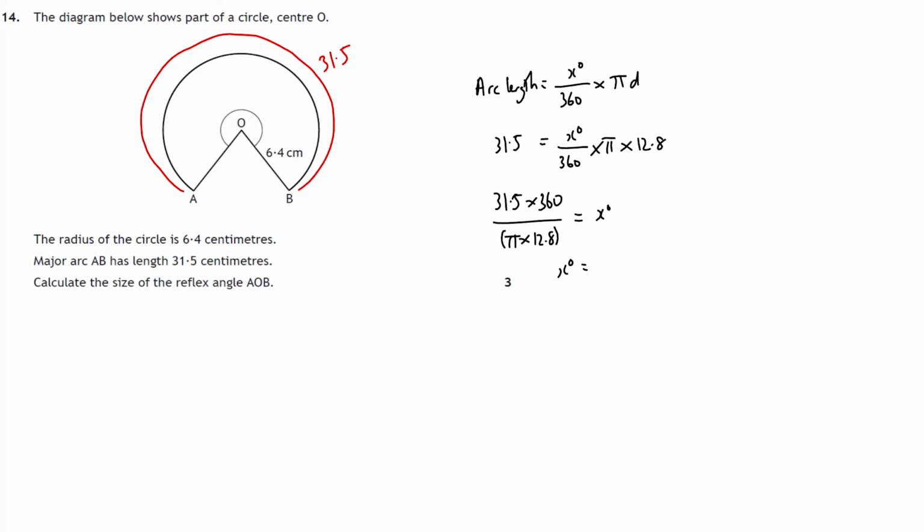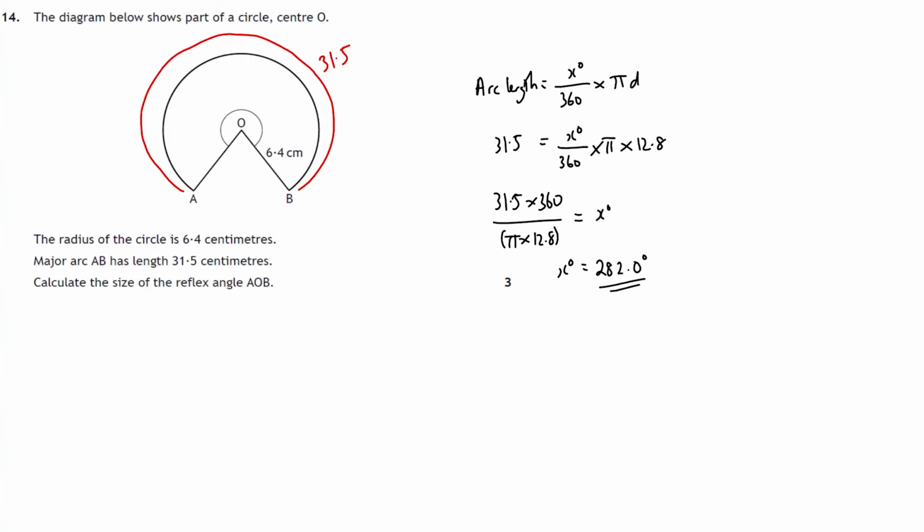So let's go for that. 31.5 times 360 divided by pi times 12.8, and that gives us 282.0. So 282.0 degrees for our final answer, and that is a reflex angle, so that looks roughly like it could be a correct answer, so that fits with the diagram.